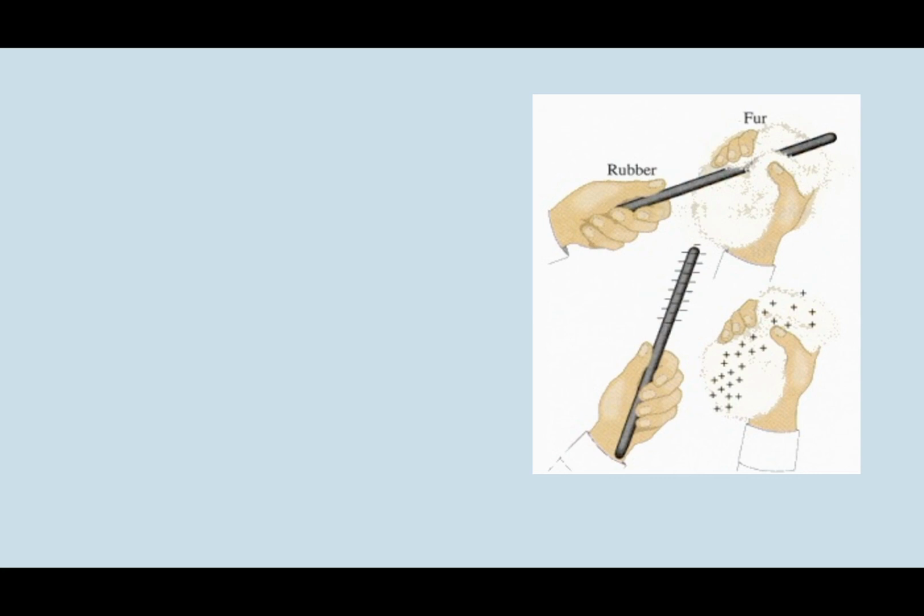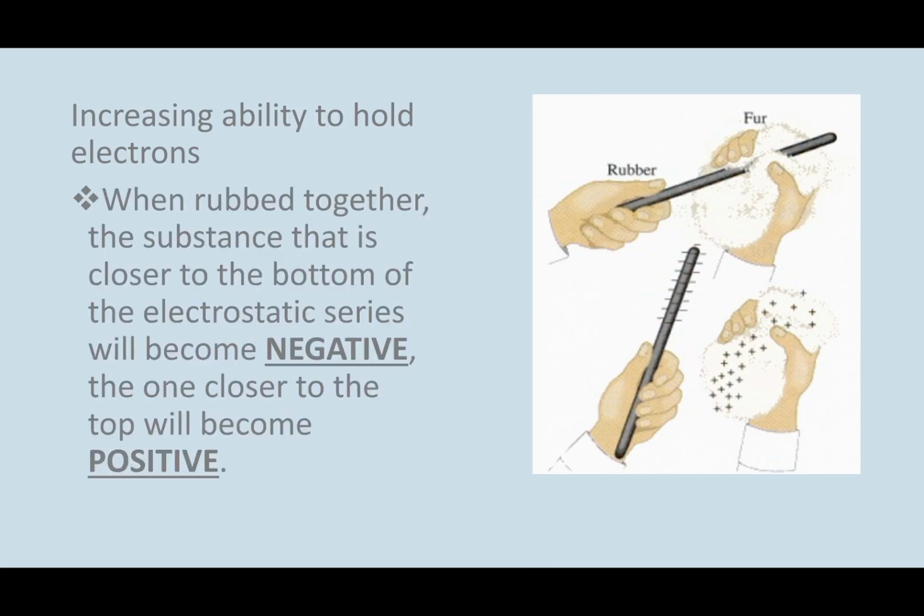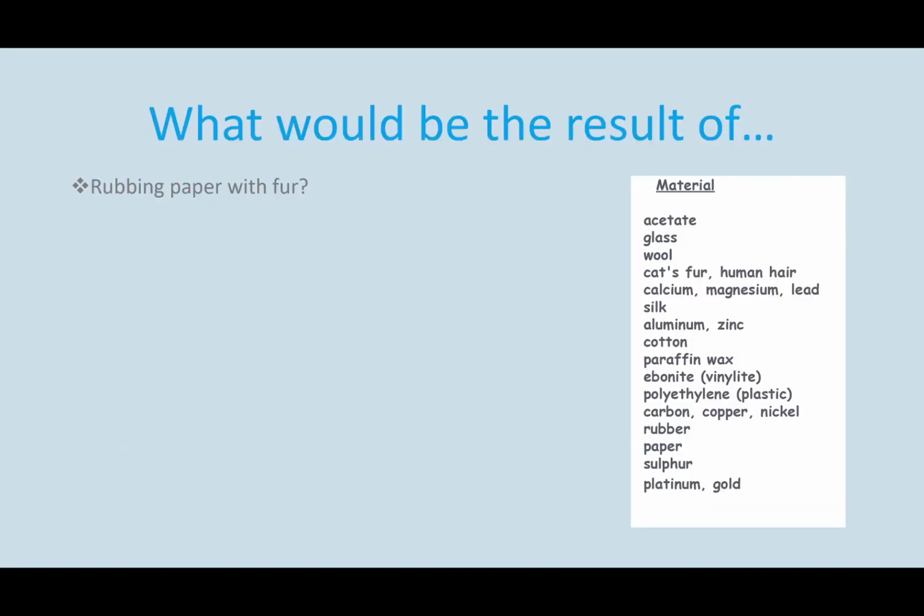Let's see an example with rubber and fur. If we're rubbing those two objects together, the rubber is lower on the chart, so it has a higher tendency to gain electrons or hold on to them. So it's going to pull the electrons away from the fur. Again, there's an increasing ability to hold electrons. When rubbed together, the substance closer to the bottom will become negative, and the one closer to the top will become positive. Based on this image, the fur was closer to the top, so it became positive. Rubber was closer to the bottom, so it became negative because it pulled the electrons from the fur onto the rubber.